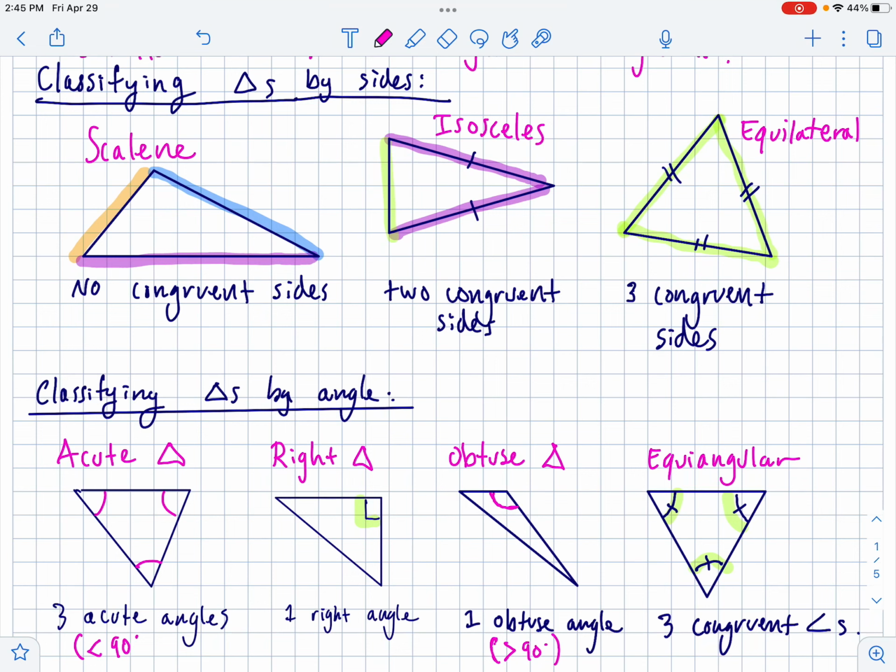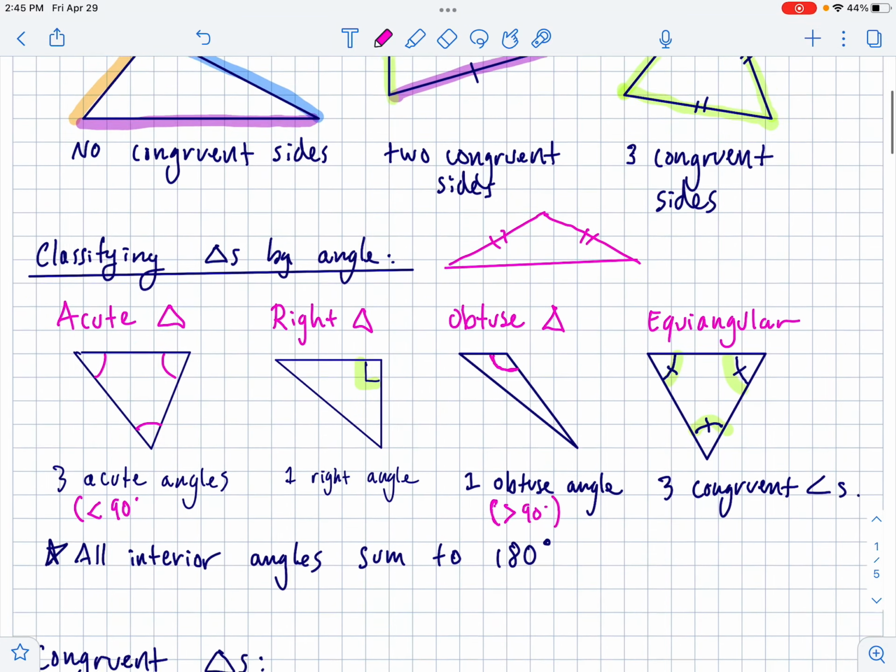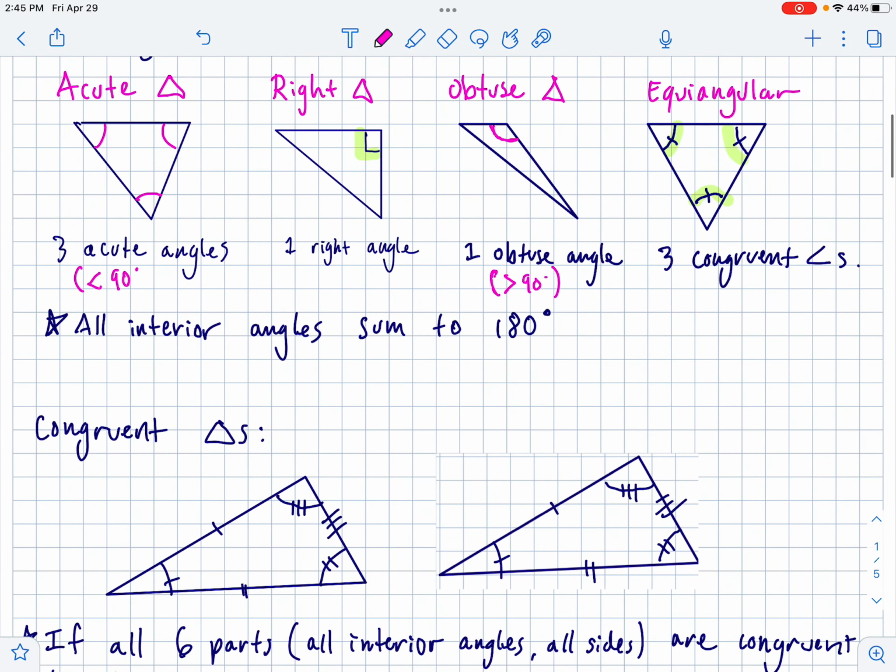So scalene, isosceles, equilateral, acute, right, obtuse, and equiangular. And you can have combinations of these too. You can have an obtuse isosceles triangle. Like I could draw that. If I make two sides that are the same, like this, and then connect them with a third side, that's an obtuse isosceles triangle. Big fact that might come up at some point: all interior angles in any triangle always add up to 180 degrees.